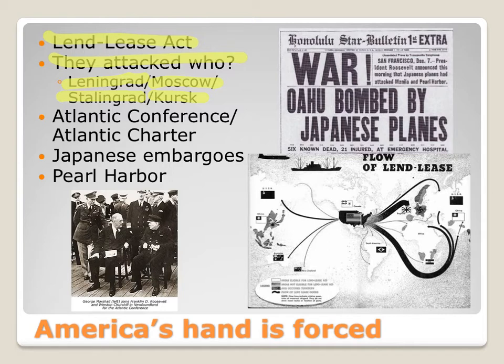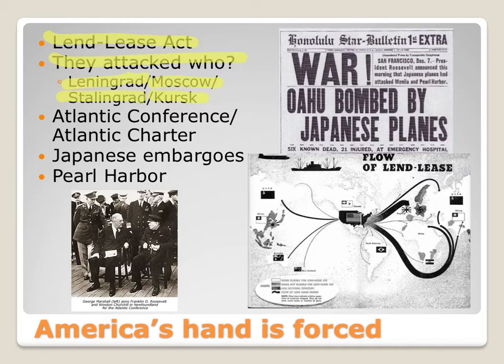And the interesting part about all four of these battles is that the Soviets win all of them. Okay, so the Russian winter will doom much of the German advance into the Soviet Union, and all four of these battles will be won by the Soviet Union.